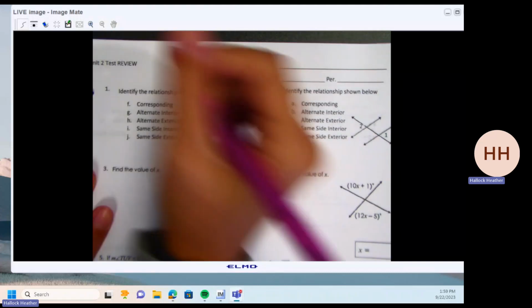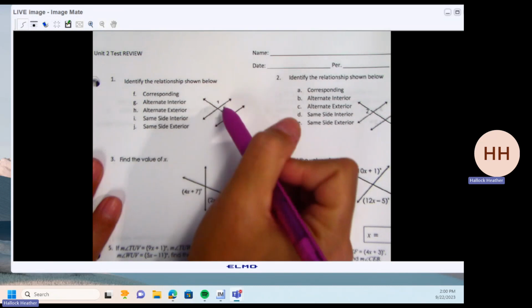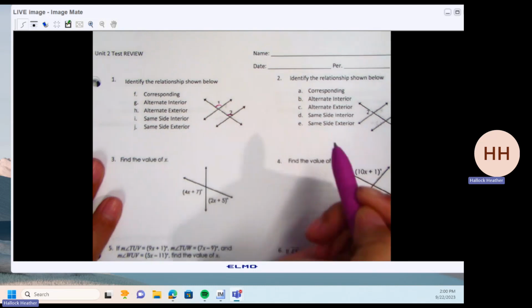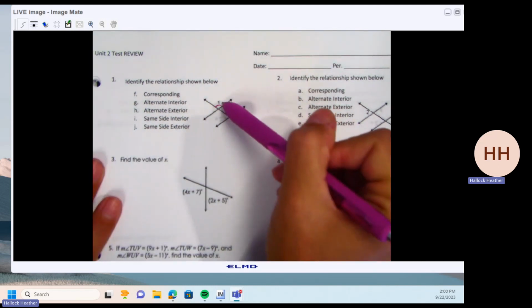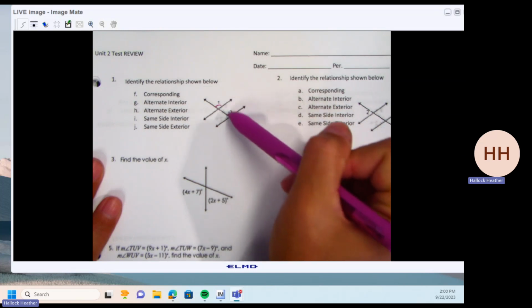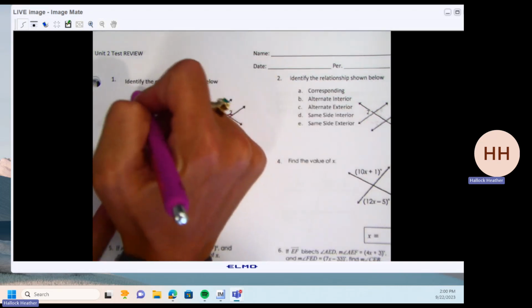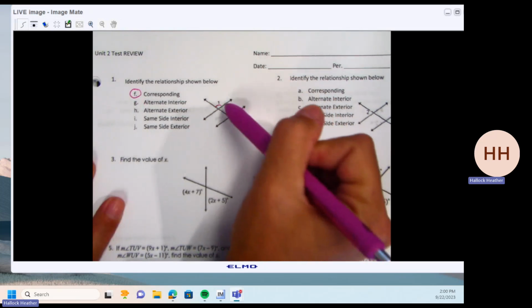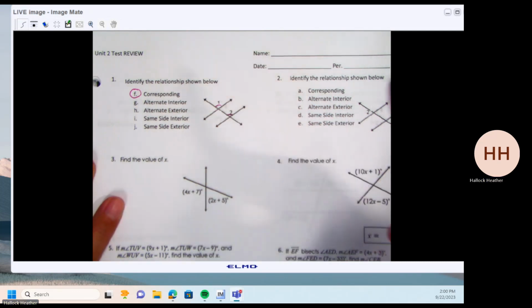Okay, so this is chapter 2 test review. For number 1, you have to identify what the relationship is between this angle and this angle. Whenever you're looking at these two angles, they are both in the same exact location, just slid to the next intersection. If you look at your vocabulary from 2.6, these are corresponding angles. They are the same exact measure. They're both obtuse. If I knew this was 100 degrees, I could also say that angle 2 is 100 degrees.